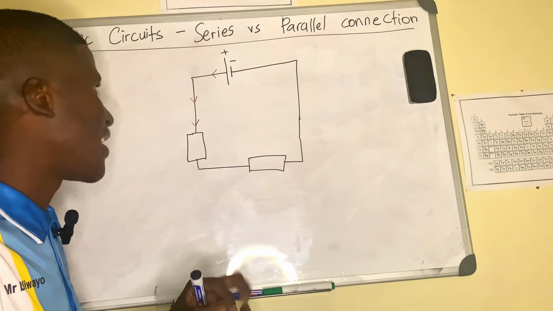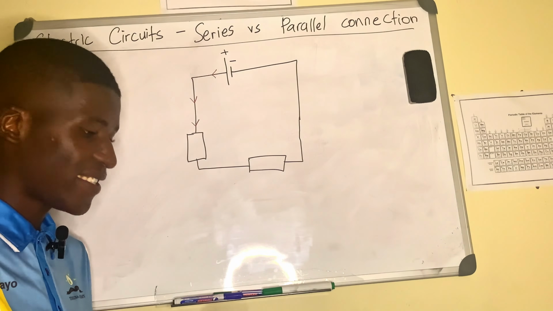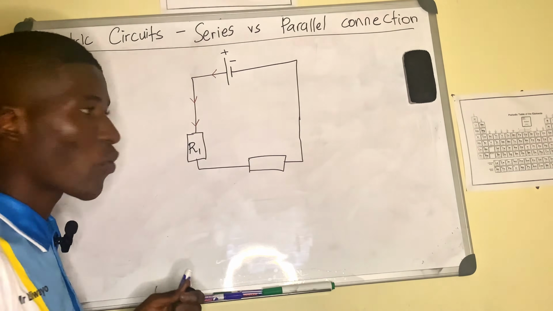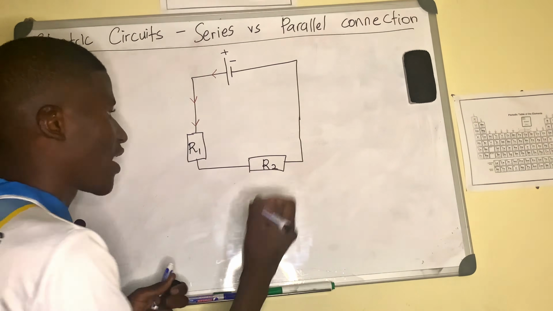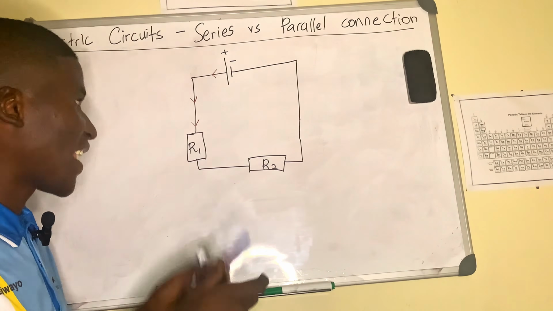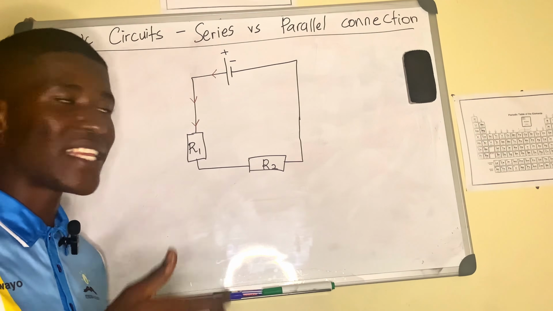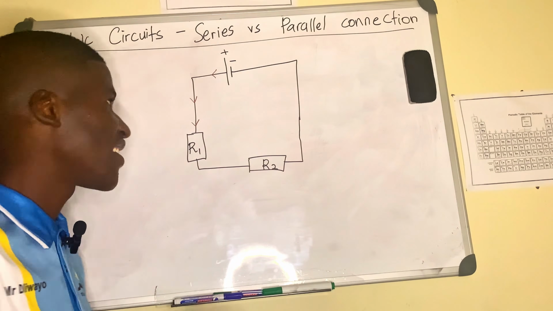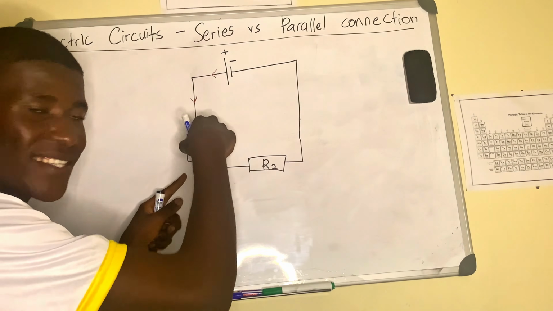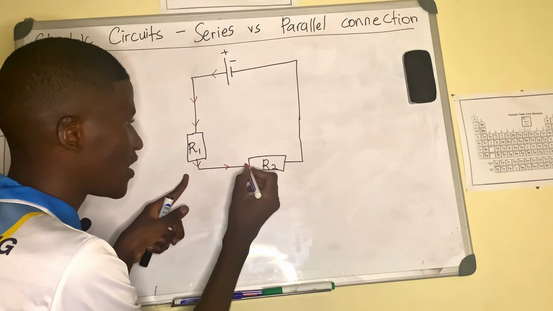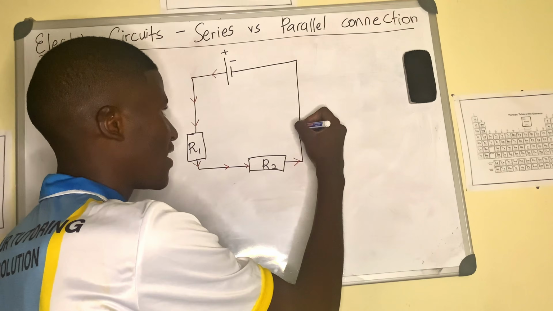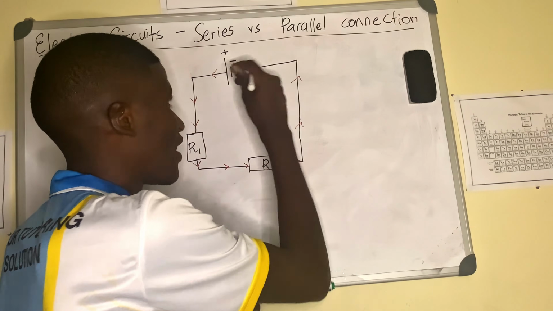And then remember that here we have got a resistor. Let us just say this is a resistor R1, and then this is a resistor R2. So when the current reaches resistor R1, it will get inside resistor R1 and the resistor will use up that electrical energy. And the same current will come out, or it will go out of resistor R1. It will continue and it goes to resistor R2. And then this is the current until it goes back to the negative terminal.